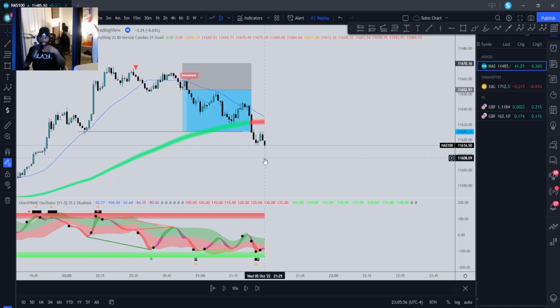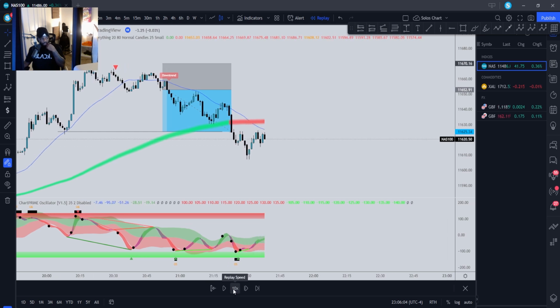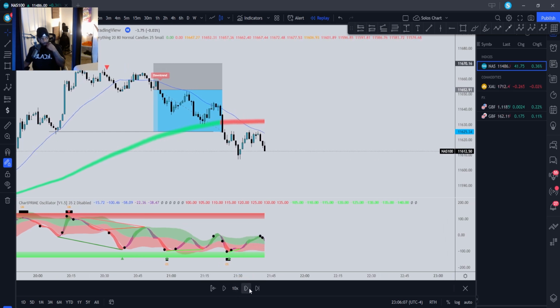So this could mean a stronger demand in the market. So we can definitely see what can happen off this. So we're going to go ahead and play it through. Let's actually slow it down. I want to make sure we're not missing any opportunities in the market.